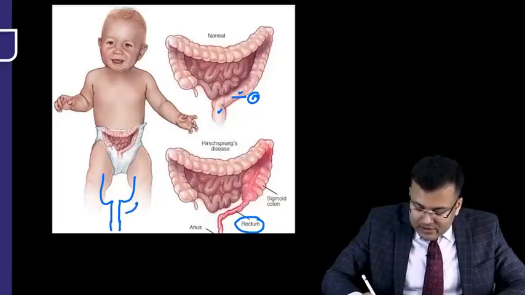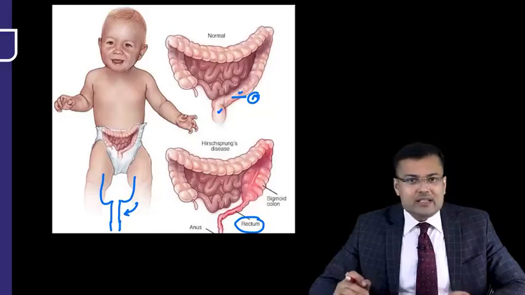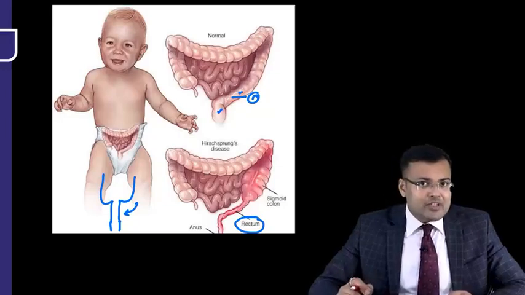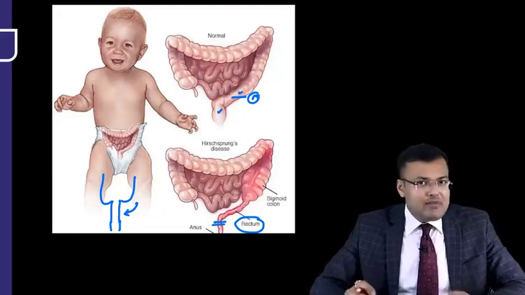Since the affected part is contracted, it means what? The patient will have signs and symptoms of large bowel obstruction. Since the rectum is narrowed, the patient will have signs and symptoms of large bowel obstruction.